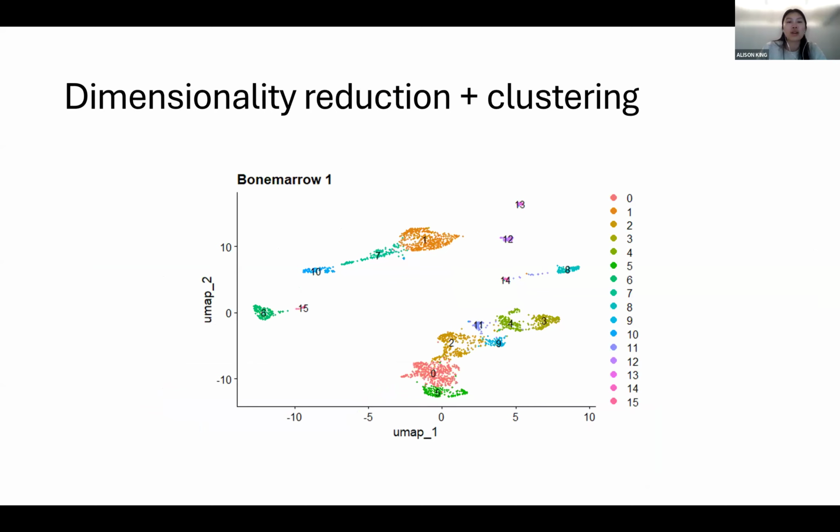And this is what one of the UMAPs looks like for the bone marrow 1 data set, where you can see some clusters are larger, like 0 and 1. Some clusters are smaller, but they're pretty distinct, like 12 and 13, which could indicate some smaller groups of cell types.